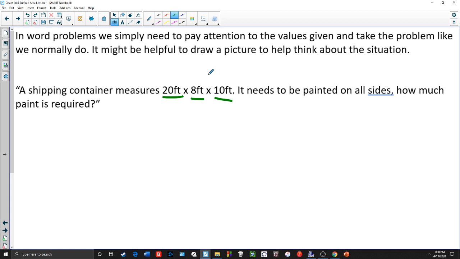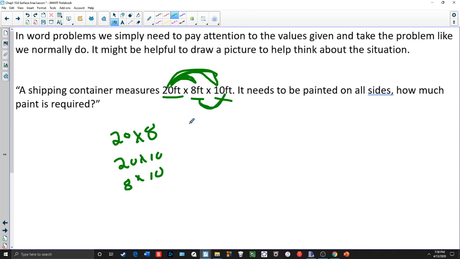But what you could do here is, because you don't really need the picture, all you need is the numbers, you could do this. This is another little trick just for rectangular prisms and for word problems. You basically pair each combo up once. So for example, I would do 20 times 8, so I pair the 8 and the 20. 20 times 10, so I pair the 20 and the 10. And then 8 times 10, so I pair the 8 and the 10. So each number gets paired up with the others just once. This gets you 160. This gets you 200. And this gets you 80.